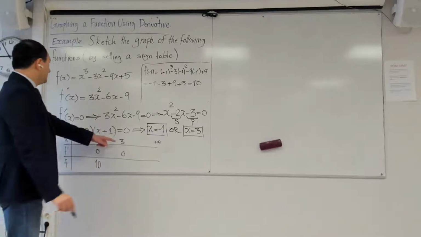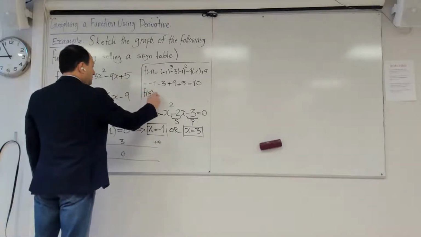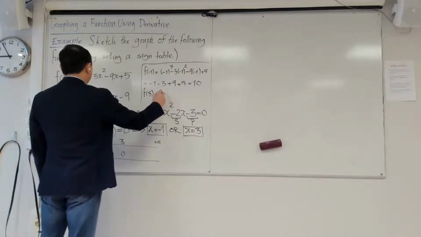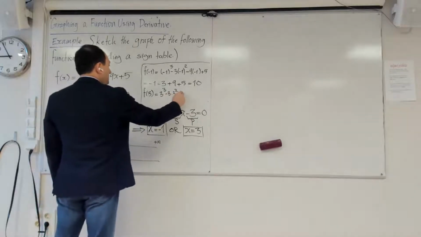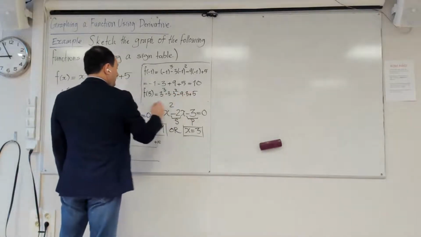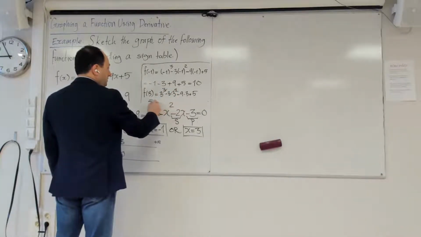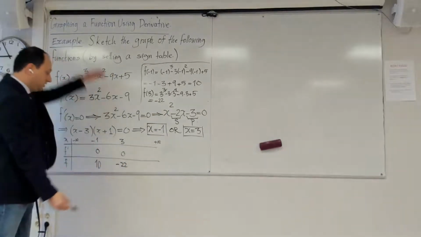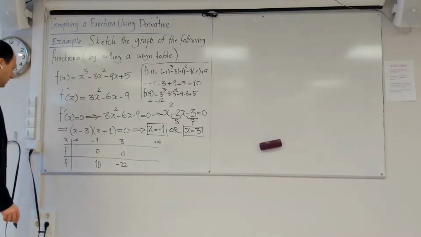Hopefully this is not a very big number. Let us see. f of 3 is equal to, I put 3 here, so it becomes 3 to the power of 3, minus 3 times 3 to the power of 2, and then minus 9 times 3 plus 5. It's a little bit unfortunate here because these two numbers cancel, so it becomes minus 22. So the range is 32 units on the y-axis. But we want to sketch the graph, as I told you. Don't worry about those parts.